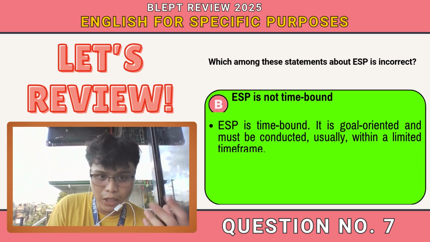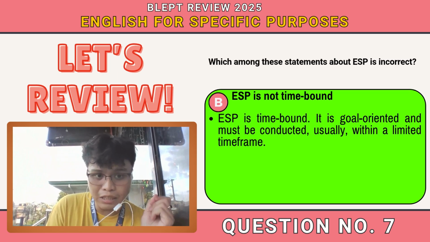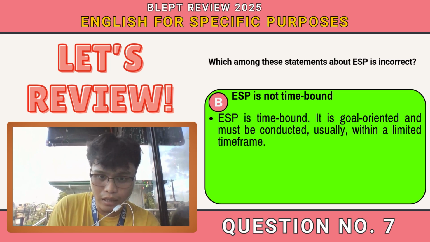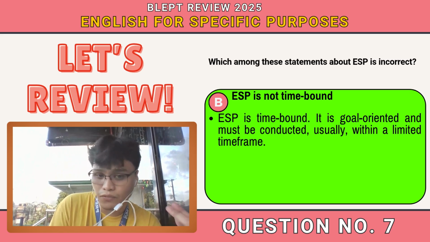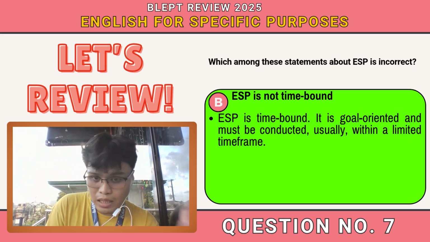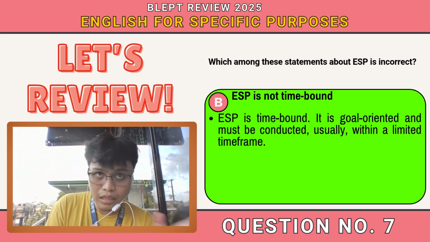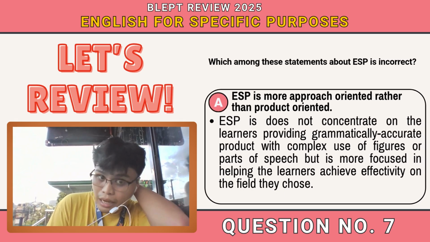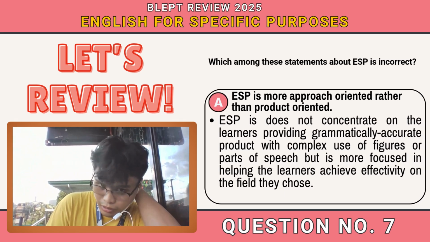Again, which among the statements is incorrect? ESP is not time-bound. Why? Because ESP is time-bound. It is goal-oriented. Since ESP enables learners to learn about a specific type of English that is used in a specific discipline or their respective field, they have to learn it as soon as possible or within an exact time frame, so that they can use it in the discipline in which they are going to practice.